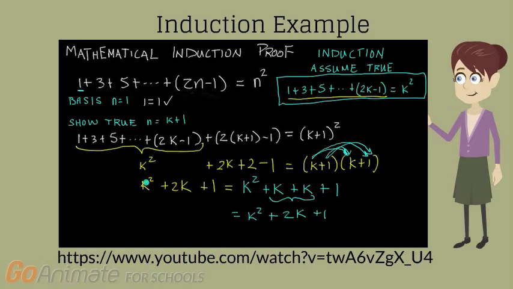And so now on the left-hand side, we have that k squared once again, plus 2k, plus 1. So you can see that the left-hand side is exactly identical to the right-hand side. And so now we have completed the mathematical induction proof, and so we have proved that 1 plus 3 plus 5 plus up to 2 times n minus 1 is equal to n squared, and we did that by mathematical induction.